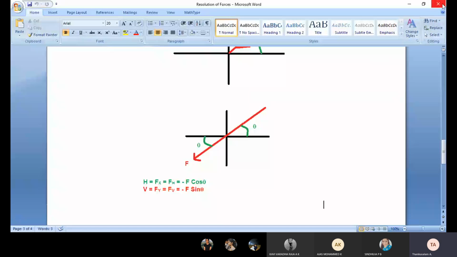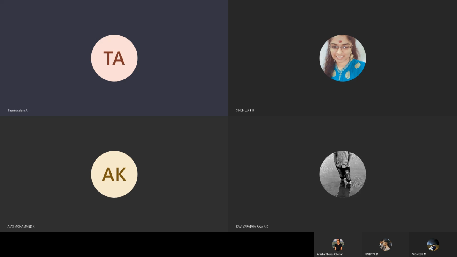So today we discussed problems based on the parallelogram and one problem based on the resolution method. R equals square root of summation of H squared plus summation of V squared. Okay.